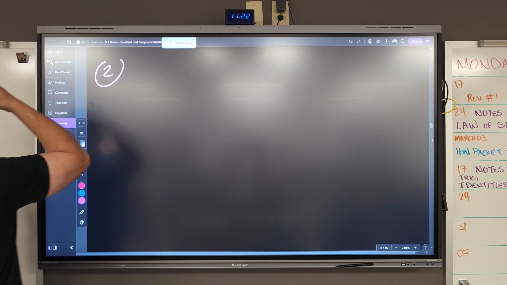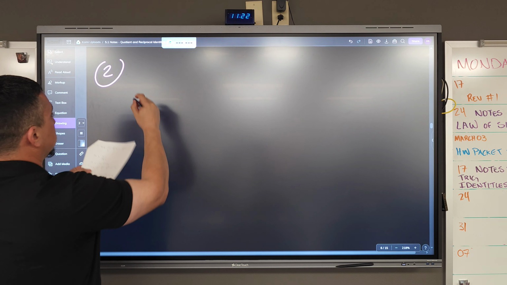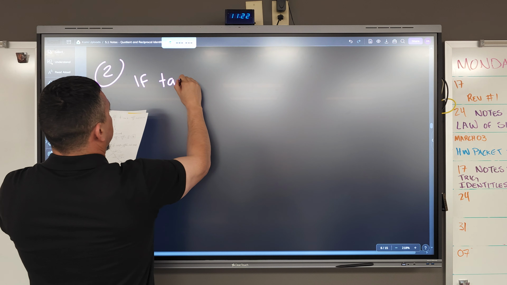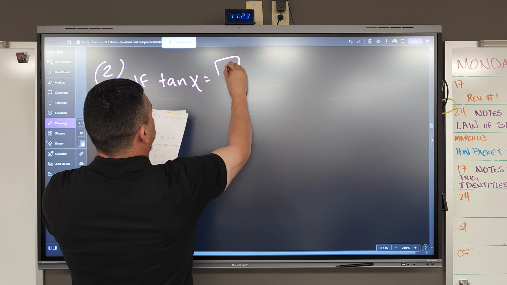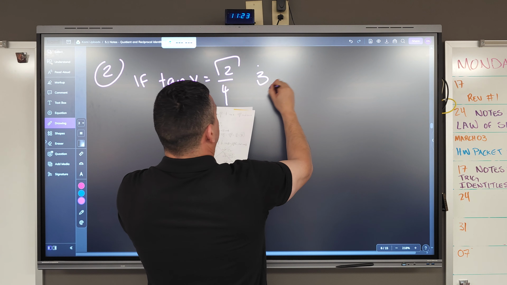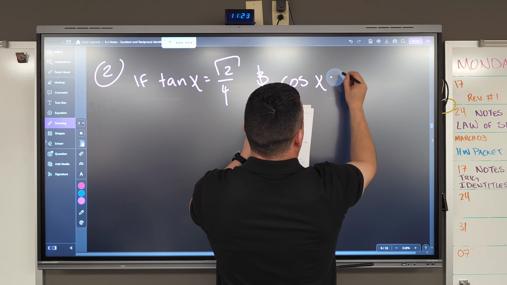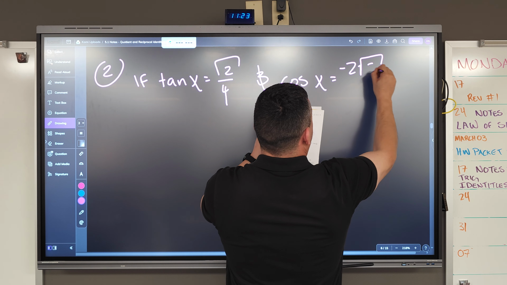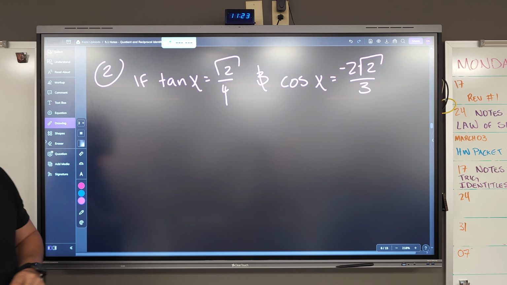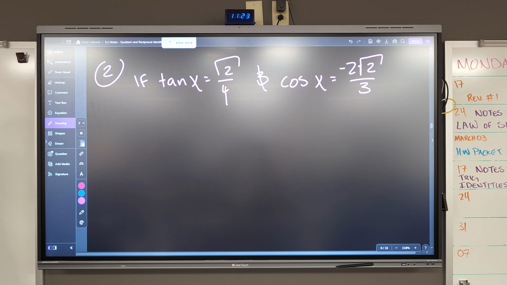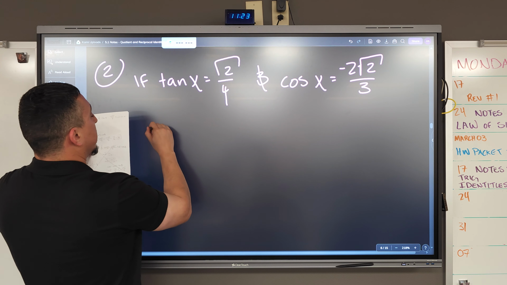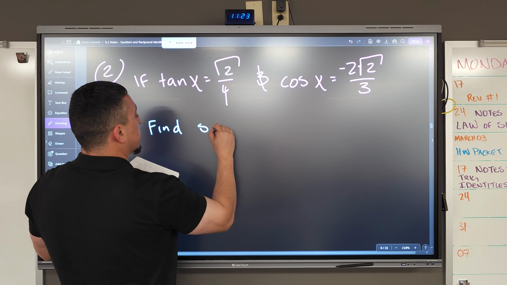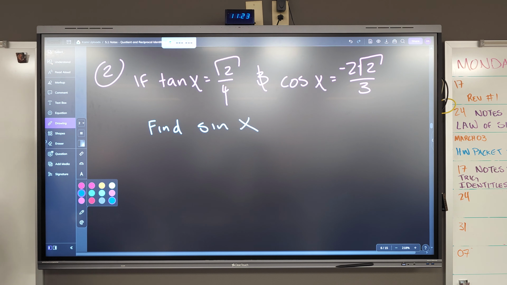Number 2. If tangent x equals square root of 2 over 4 and cosine x... okay. So if they give you two pieces of information, find sine x. Can we find sine x? So the difference here is instead of giving you one piece of information, they give us both.